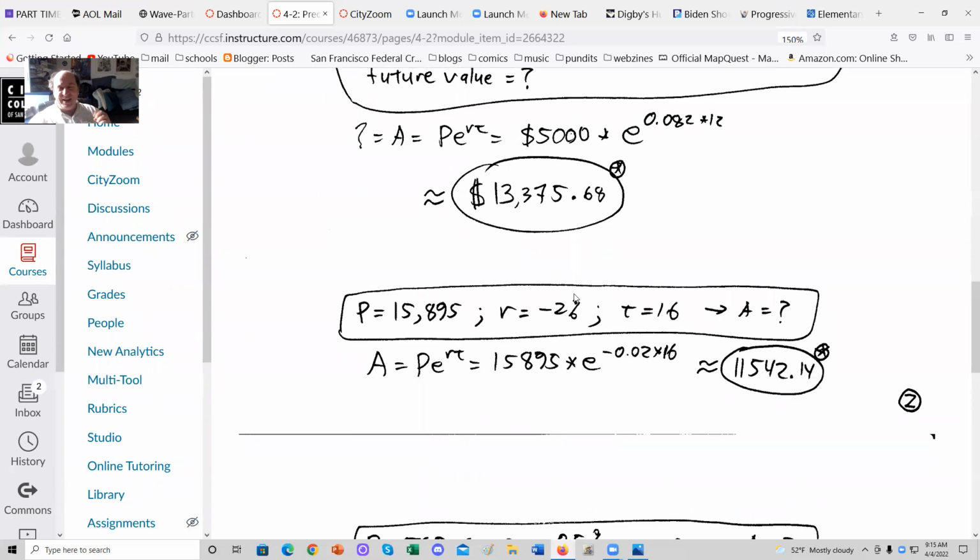Here we have something which is decaying, depreciating. It's an interest rate of negative 2%, and so it's constantly declining. Starting at a present value of 15,875, declining at 2%, so negative 2% growth rate, for 16 years gives you what future value? Future value equals P e to the rt equals 15,875 times e to the power negative 0.02 times 16, which is about $11,542.14.